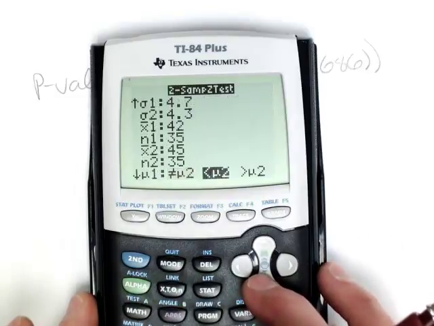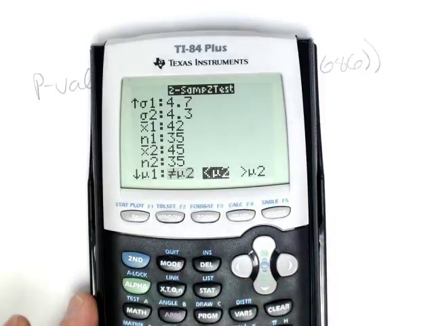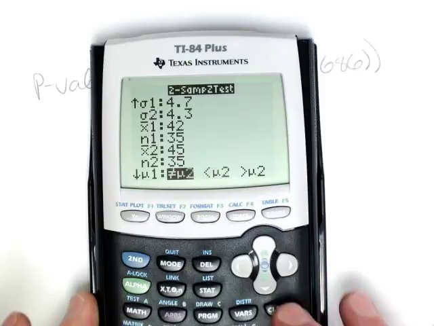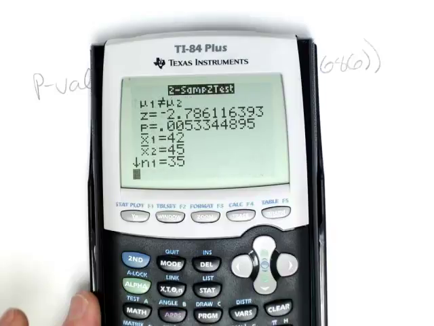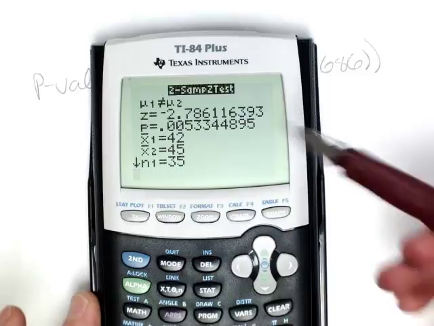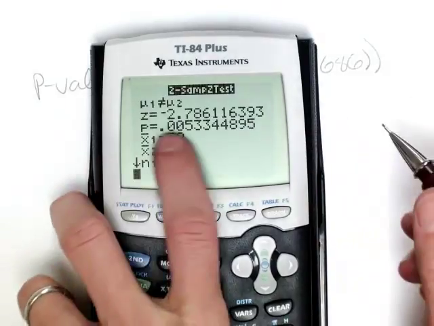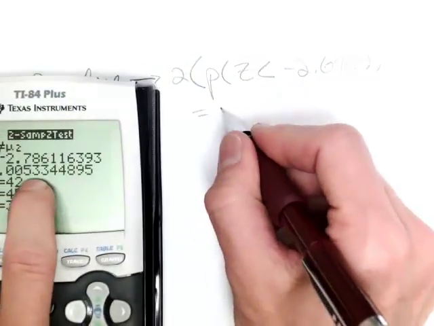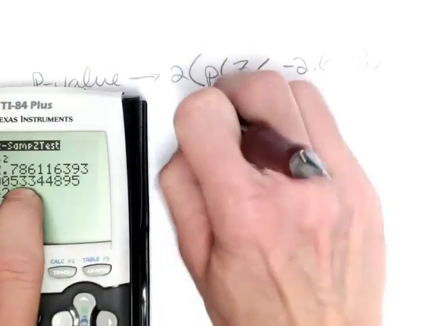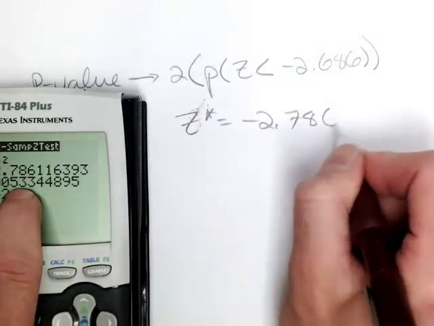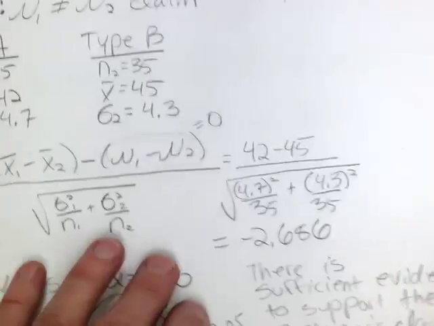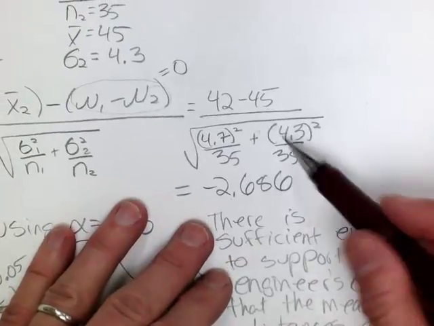If you scroll down a little bit further, you'll have the option to change the sense of direction and the alternative. So this is the two-tailed test, and then I'm going to press calculate. The standardized test statistic here, looking for z-star, is negative 2.786. Now, going back to my calculation by hand, I'm off a little bit, so I must have done something wrong in this calculation.